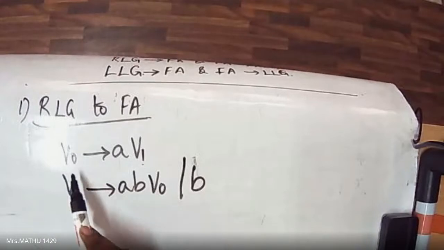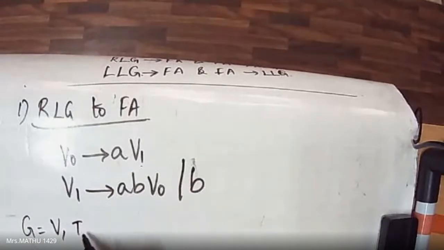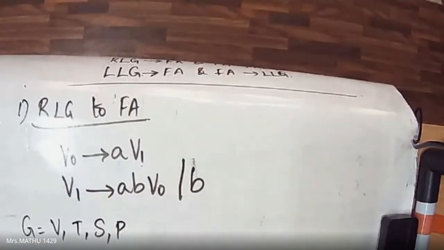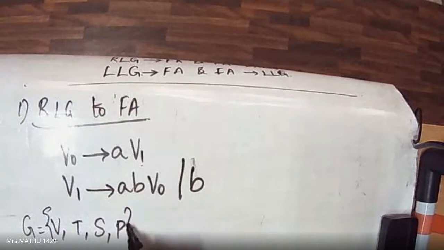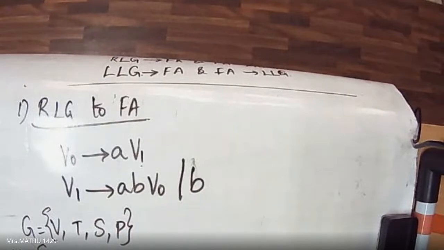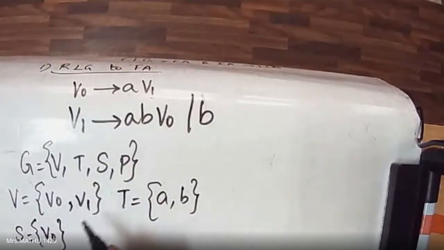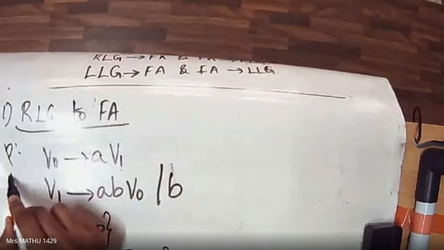So now here, what is the grammar given? A grammar will be of the form V, T, S, P, right? So VTSP is the form of a grammar. What are the variables given here? The variables are V0 and V1. Okay, they are the variables. And what are the terminals given? Terminals we have A and B. Okay, and here we have the start variable V0, and these are the productions given for this grammar.